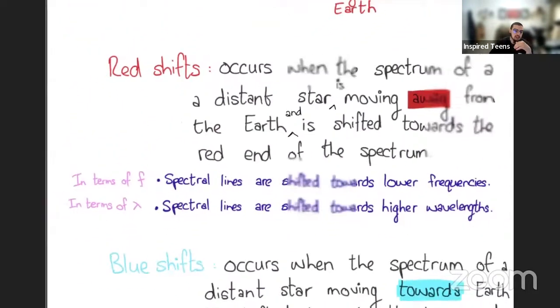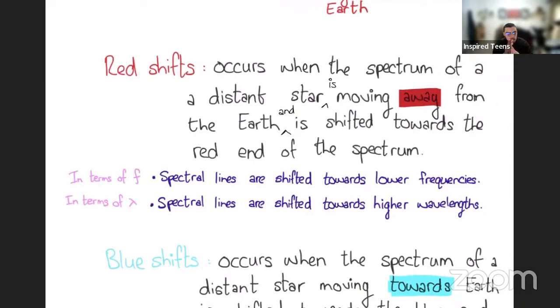Then we talk about red shifts. A redshift occurs when the spectrum of a distant star is moving away from the Earth and is shifted towards the red end of the spectrum. In terms of frequency, the spectral lines are shifted towards lower frequencies, moving away. That makes sense. And because it's lower frequencies, in terms of wavelength, it's higher wavelengths. They are shifted towards the higher wavelengths.